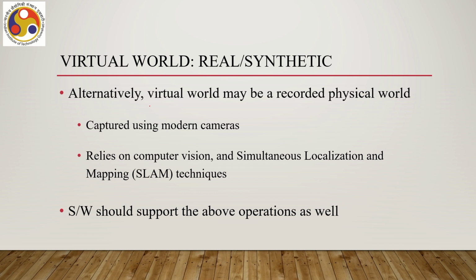Alternatively, we can have a virtual world that is a recorded physical world. So, the world is realistic. In order to do that, we can capture the real world using cameras, and that relies on computer vision techniques, and also, as we have discussed earlier, simultaneous localization and mapping or SLAM techniques. So, in order to create a real-looking virtual world, we may require support for such SLAM or computer vision in our software for the developer to utilize and create applications accordingly.